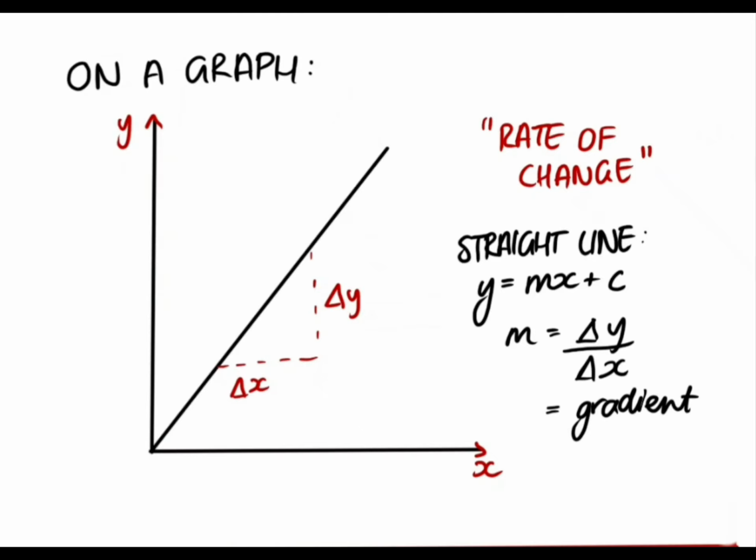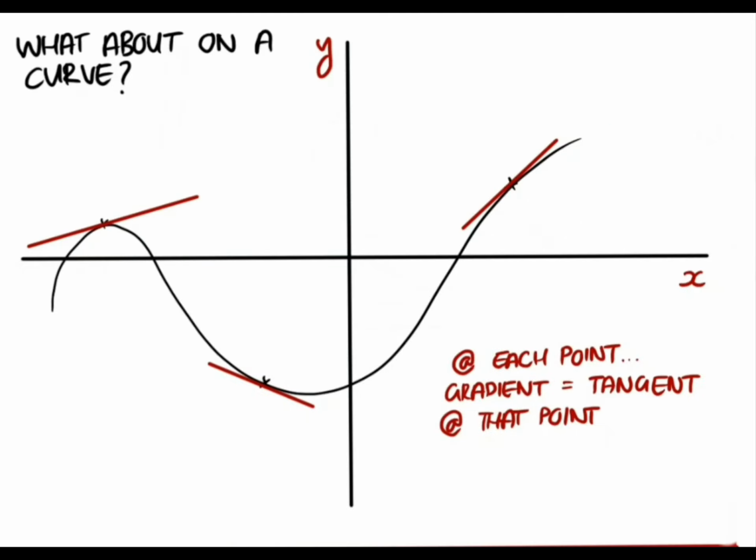But it gets more complicated when it comes to curved line graphs. Just looking at this graph, you can tell that it's not going to have a constant gradient as you would in a straight line graph. So this is where differentiation comes in. At each of these 3 points, the gradient of those points is basically equal to the tangent at that point. So if you're ever a bit confused on what you're doing when you're differentiating a function, what you're doing is finding the gradient of the tangent at that point.